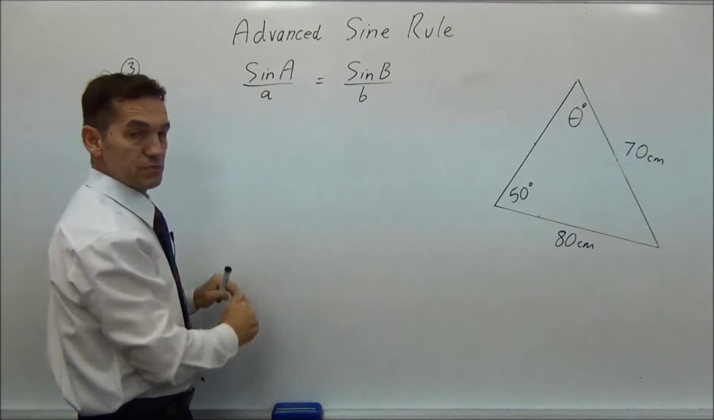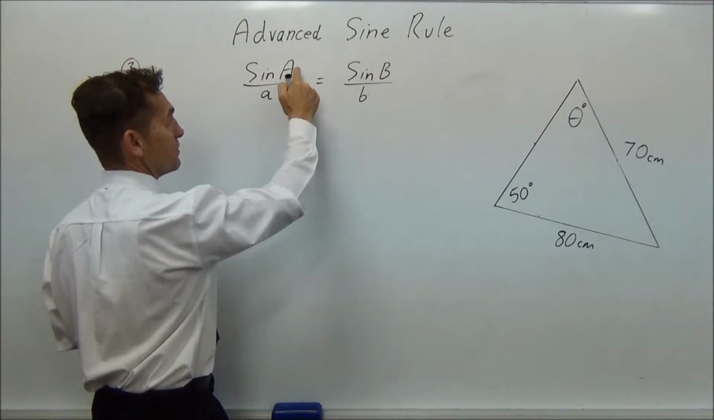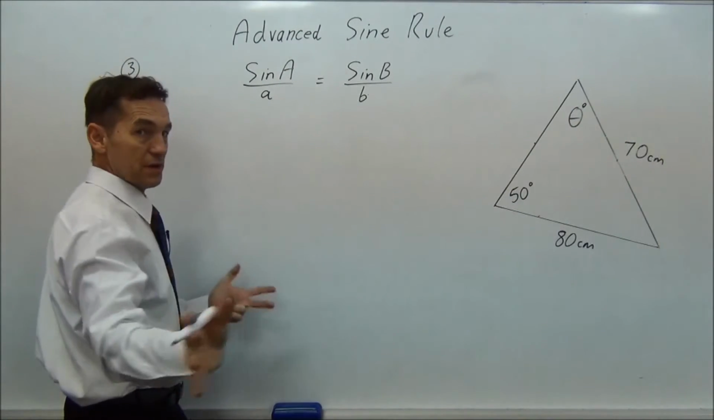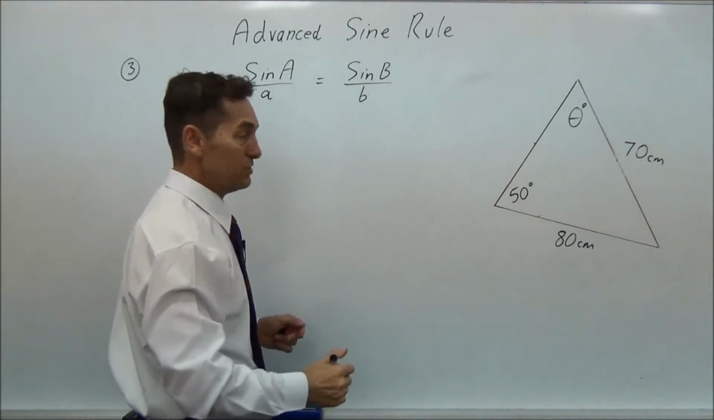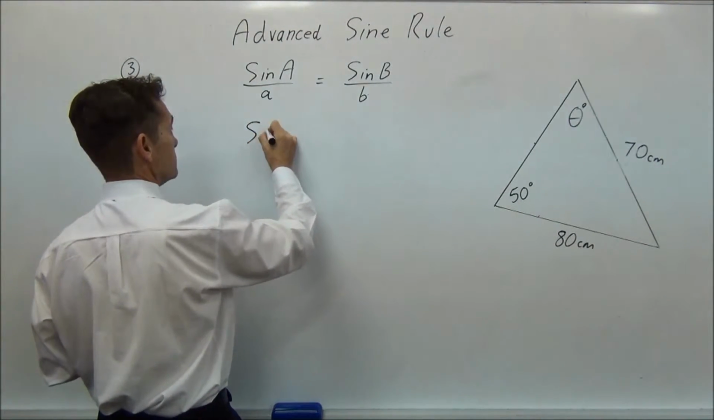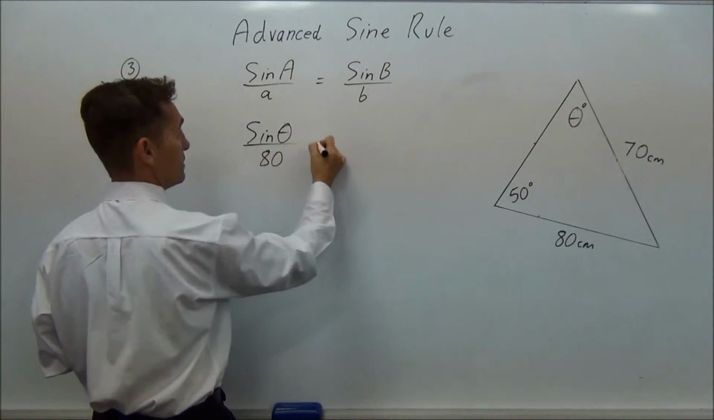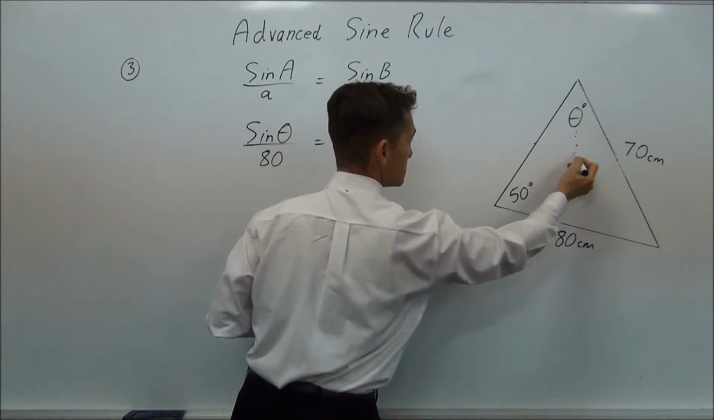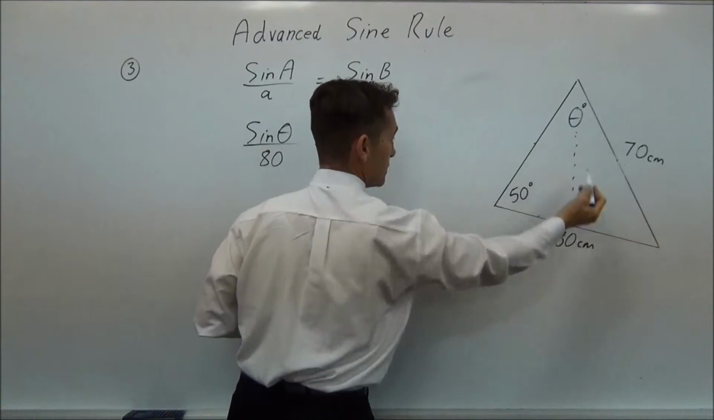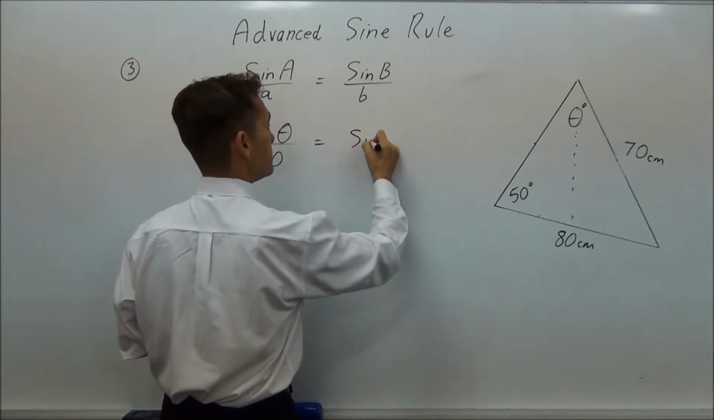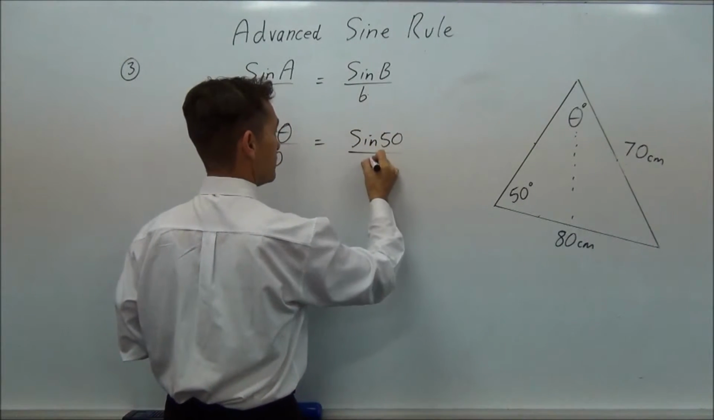Right, so we're going to use it this way. Let's have a go. We want the thing we want to solve on top, and in this case, that's our angle. Again, you might want to pause this and see if you can beat me, or just check your answer. Sine theta over 80 equals, because there's our opposite. Angle over side, so angle over side equals sine 50 over 70.